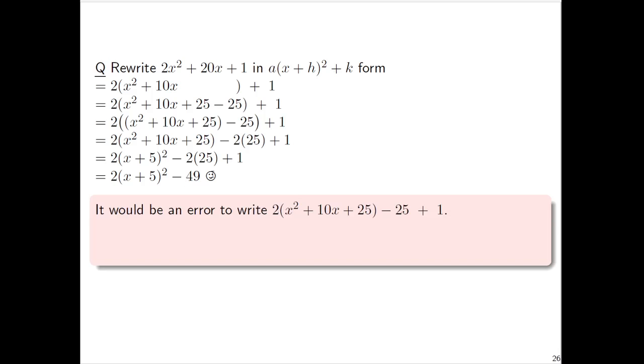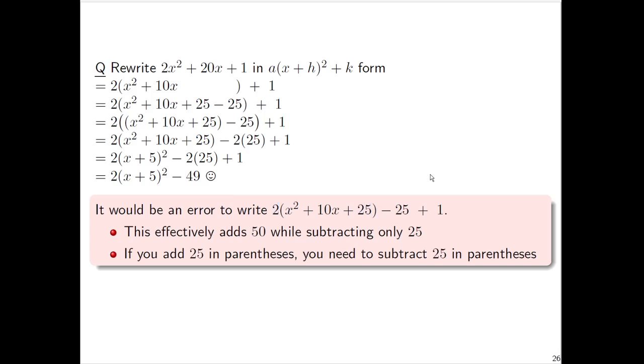Now, it would be an error to write this. This is a common thing that people will do. We'll write the plus 25 inside parentheses and write minus 25 outside of parentheses. Why is that an issue? If you really think about what's going on effectively, because the 25 is written in parentheses, think about later in another step when you distribute 2. That'd be like adding 50 while subtracting only 25. So if you add 25 in parentheses, you would also need to subtract the 25 in parentheses.